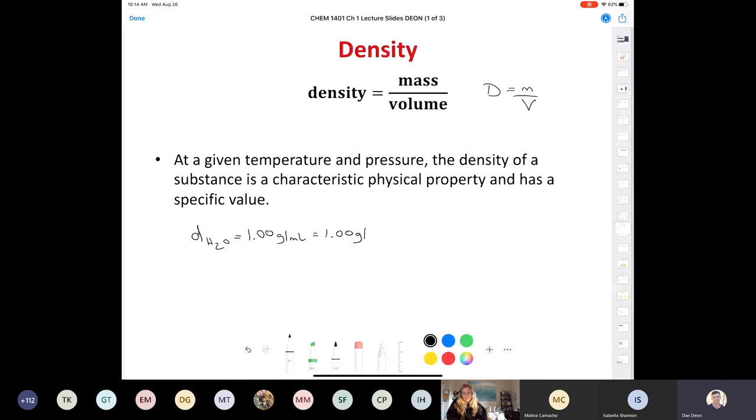But what you have to remember is that density depends on temperature and pressure. So if we have water at, let's say, 50 degrees Celsius, it's not going to have a density of exactly 1.00 grams per milliliter, okay? So you have to be aware that density varies at different temperatures and pressures. All right, let's move on from there and take a look at some common substances' densities.